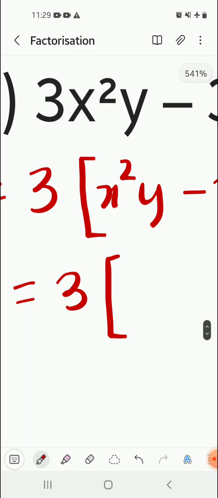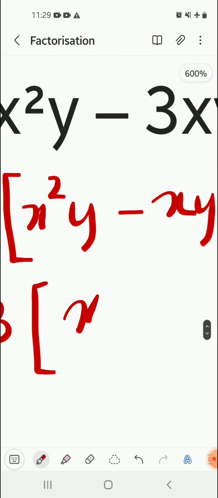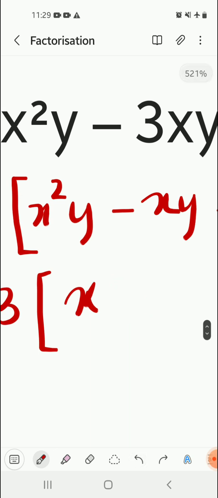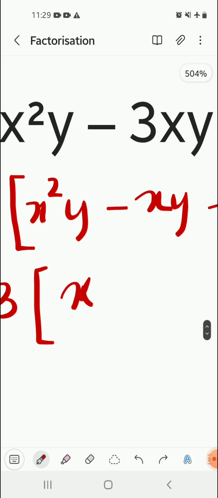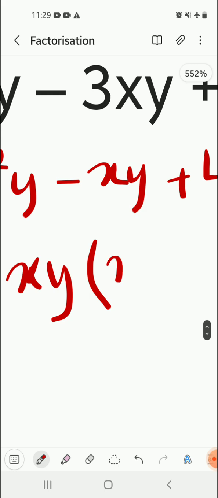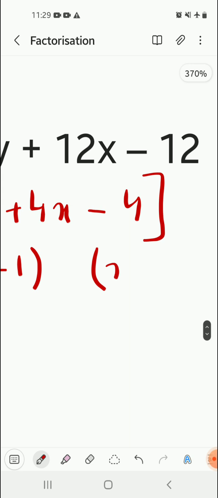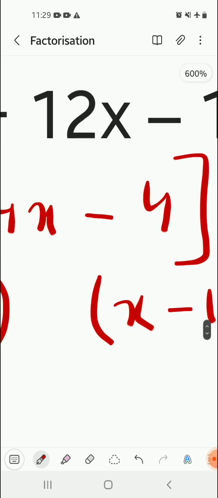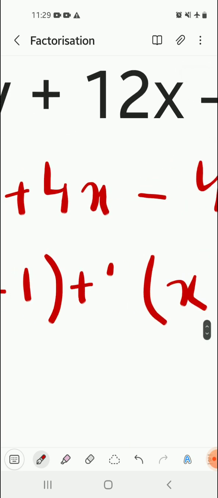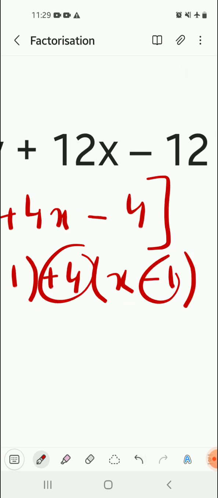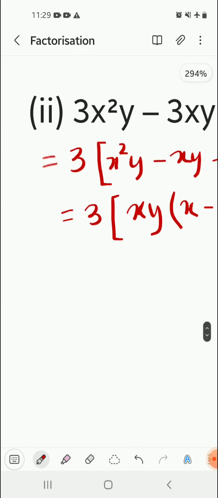We have already got the first common factor, that is 3. Here x is common. So here we are left with x is also common and y is also common over here. So in that case, we are going to write xy, and here we are left with only x, and here we are left with 1. We've already got x minus 1, which means here also there will be x minus 1. Try to match it. So for that, plus 4, multiply it. So plus 4 into x is plus 4x, and plus 4 into minus 1 is minus 4. So third bracket close.